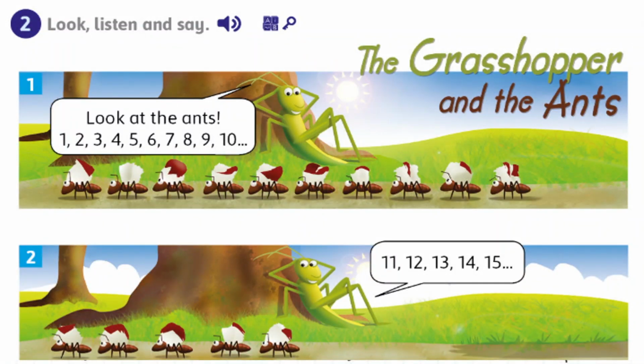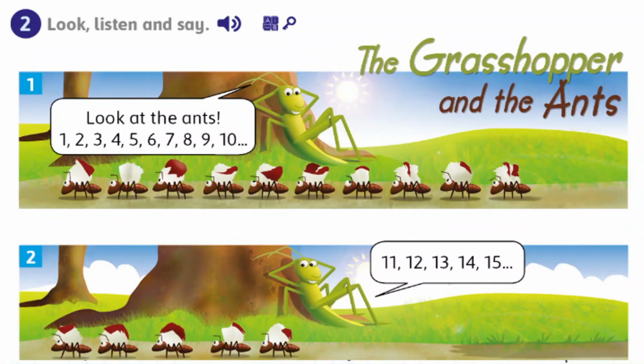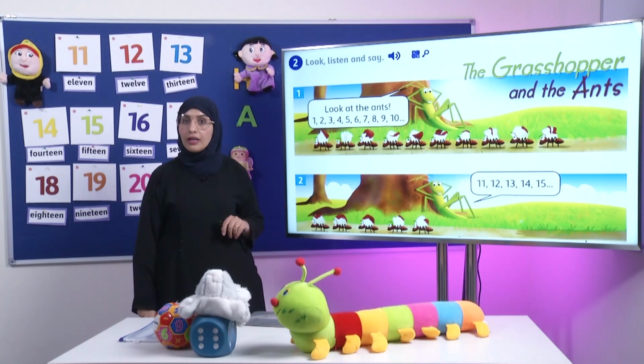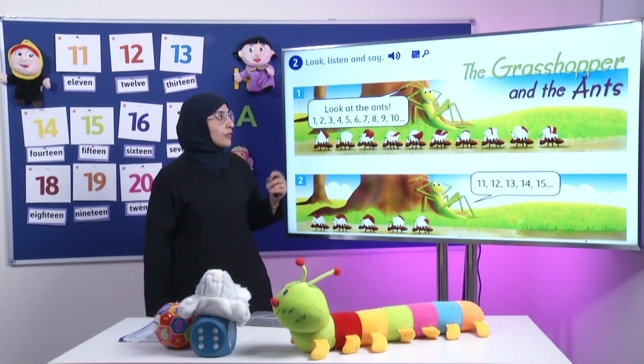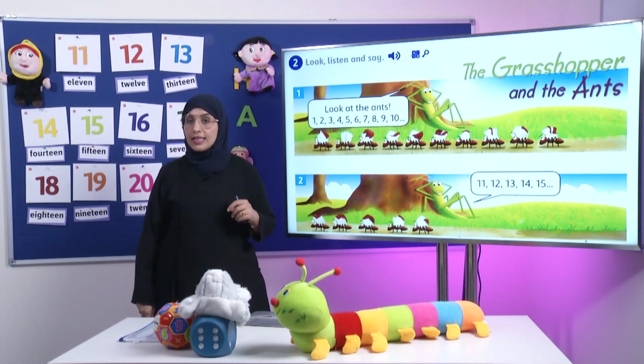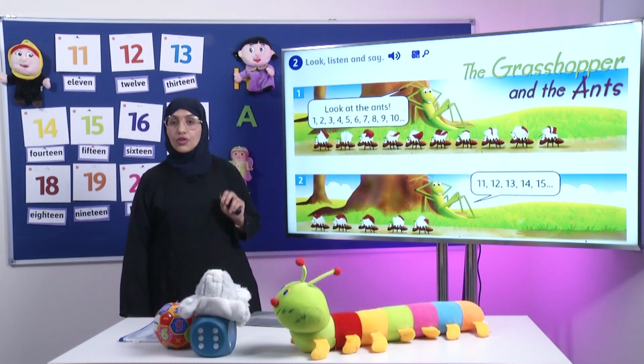Okay, my dear students, let's read. Look at the ants. 1, 2, 3, 4, 5, 6, 7, 8, 9, 10. How many ants are there? Yes, there are 10 ants. What about the grasshopper? How many grasshoppers are there? 1. There is 1 grasshopper. Where is it sitting? Yes, the grasshopper is sitting under the tree.